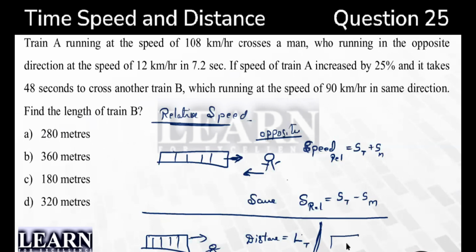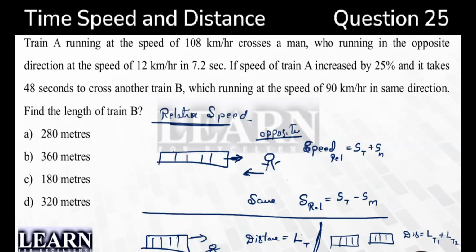Now the other case, train crossing train. At that time, distance will be equal to the length of train 1 plus the length of train 2. Because if train 1 travels just its own length relative to train 2, then it has not crossed; it is just parallel to the other. In order to cross each other, they have to travel both of their distances in total. This is the concept, or the logic, you need to understand.